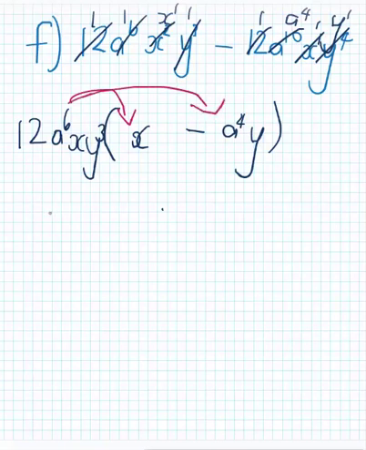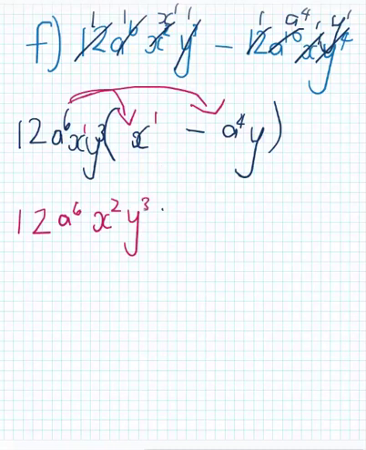12 times 1 is just 12. I've got nothing else on this side over here but an x. So a to the power of 6 will stay the same. X times x, I add their powers, which leaves me with x squared, or x to the power of 2, because 1 plus 1 is 2. And y to the power of 3, or y cubed, just stays the same.